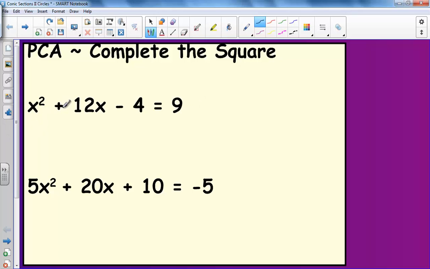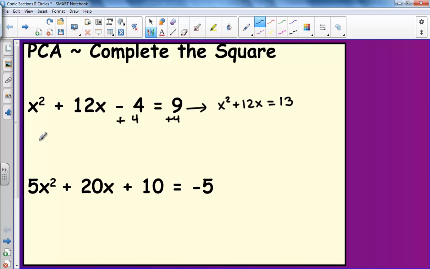So if I want to complete the square, my first step is to isolate my variables on the left side, and I'm going to move all constants to the right side. So when I move this over, I'm going to say plus 4 here and plus 4 here. So I have now x squared plus 12x equal to 9 plus 4, which is 13. So this is what I'm going to be working with.